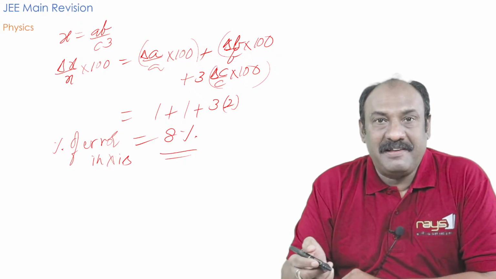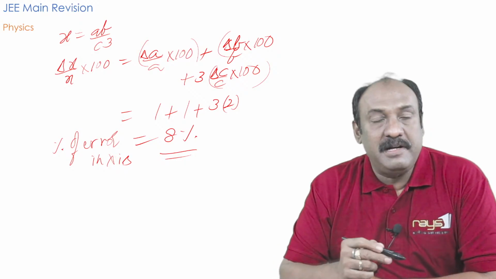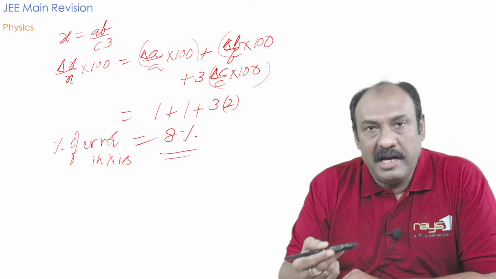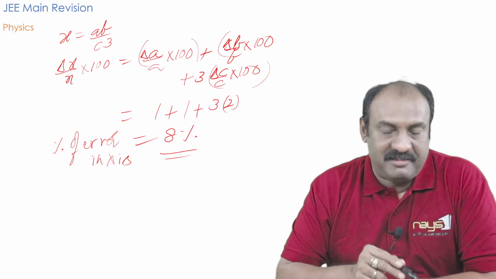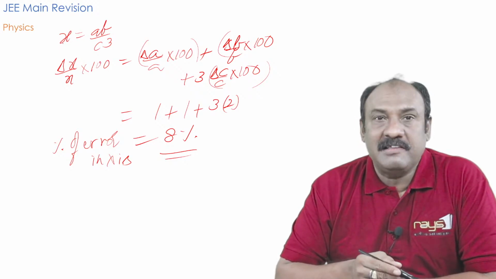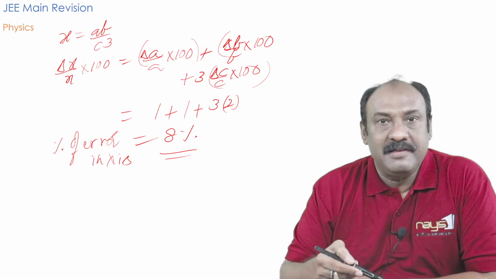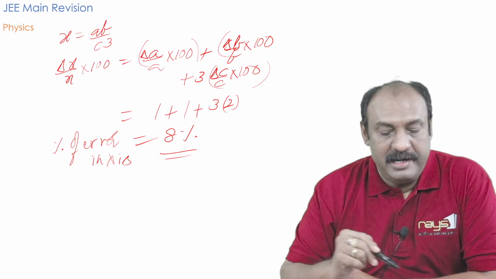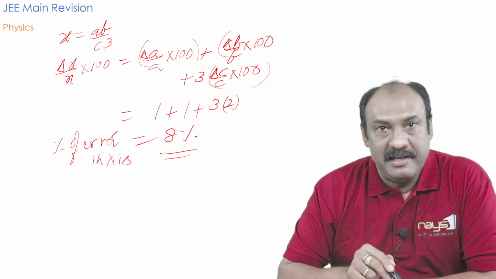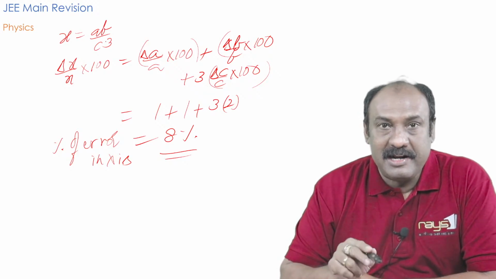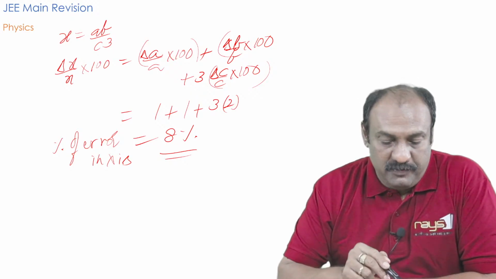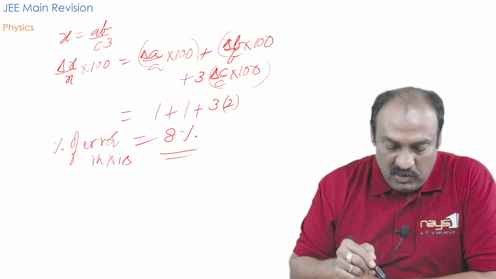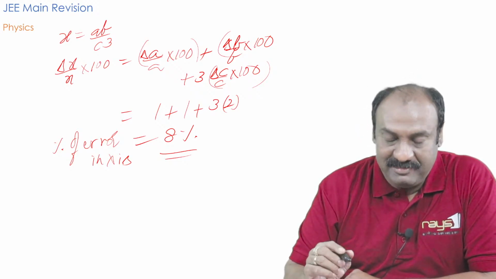When the percentage of errors in the measurement of A, B, C values are given in the data, how do you calculate the percentage of error in x? The percentage of error in x is written as delta A by A into 100 plus delta B by B into 100 plus 3, since this power is 3 here. Even though it is in the denominator, error is always to be added. So 3 into delta C by C into 100. By substituting these values, we get the percentage of error in x as 8%.